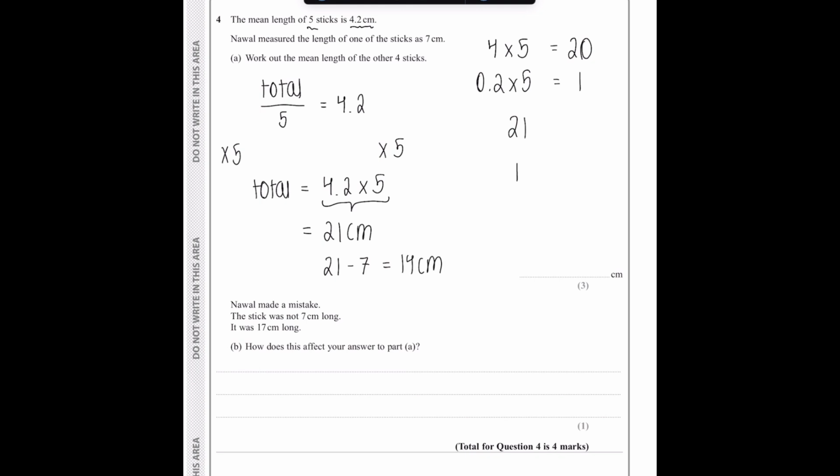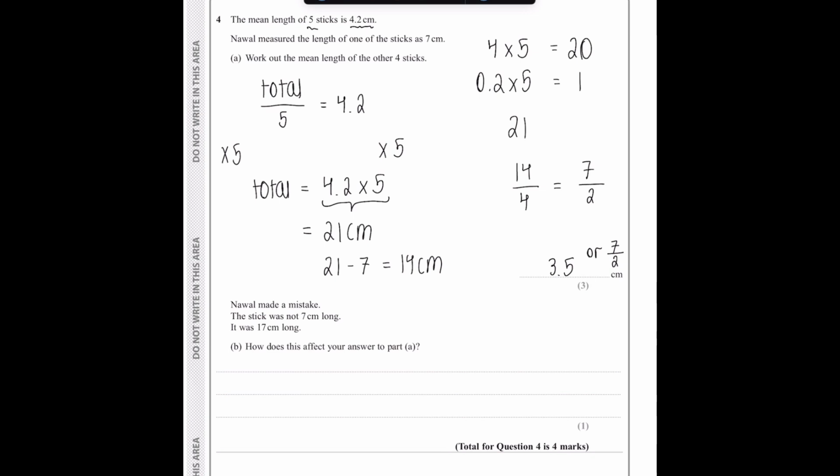So the total now is 14, and we're dividing it by 4 sticks, which is the same as 7 over 2. So our mean is 3.5 or 7 over 2. Moving on to part B now. Part B says, Narwhal made a mistake. The stick is no longer 7 centimeters long, it's 17. How does that affect our answer?